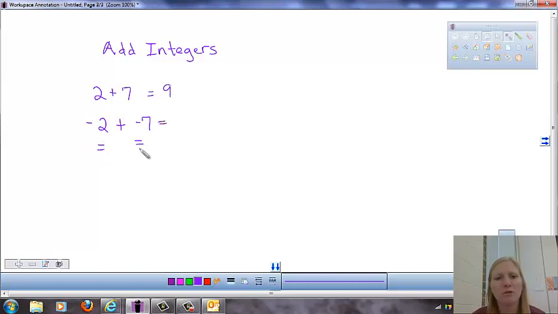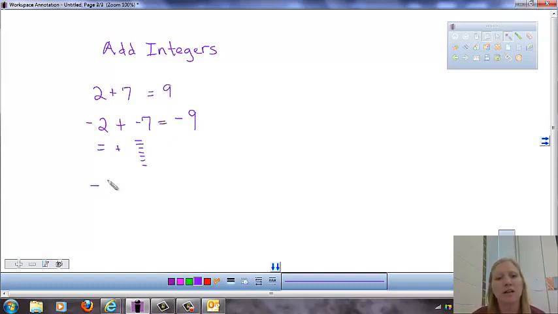I have negative 2, and then I'm going to put 7 more over here. If I'm adding those together, how many do I have? I have negative 9. So negative 2 plus negative 7 is negative 9. It's just like 2 plus 7, but because you're adding negatives, the answer is negative 9.